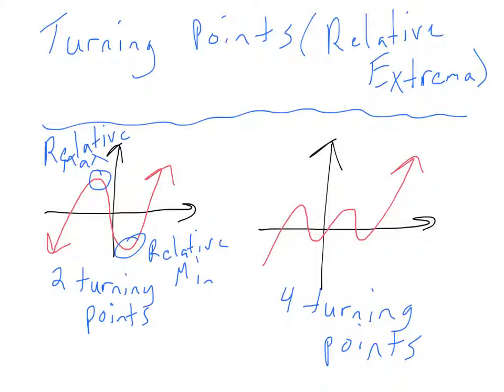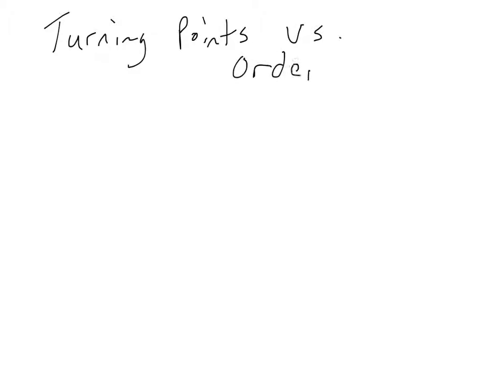And so, interestingly, we can draw some conclusions about the number of turning points a function has based upon the order of the function. So, for instance, if I have a really basic function, let me just give this a title: turning points versus order of polynomial.